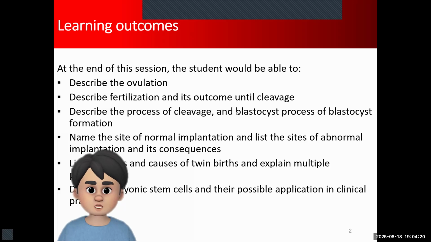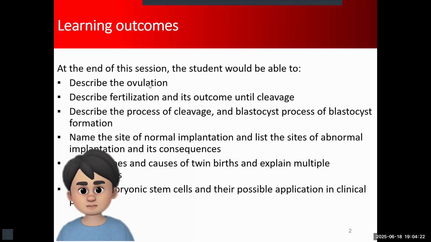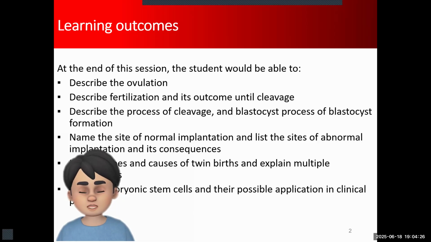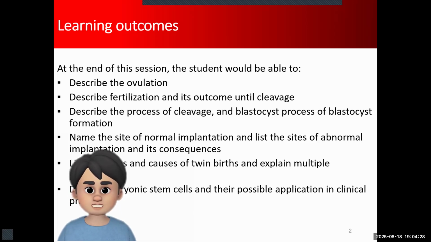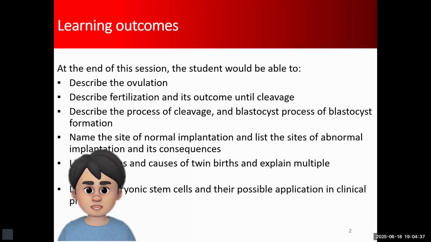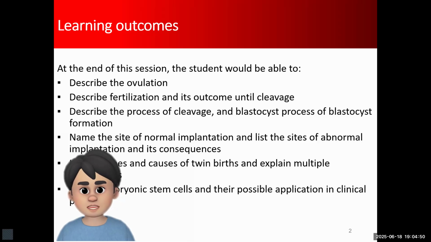These are the terms we need to understand: ovulation, cleavage, and describe the process of cleavage and the process of blastocyst formation. Name the site of normal implantation and list the sites of abnormal implantation and its consequences. List the types and causes of twin births and explain multiple pregnancies. Define embryonic stem cells and their possible application in clinical practice.